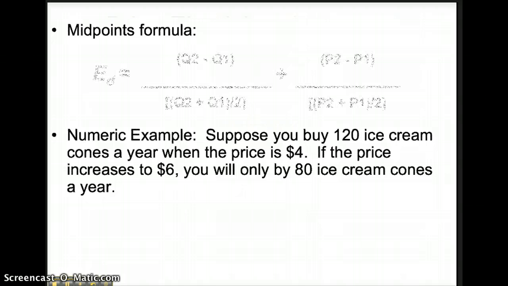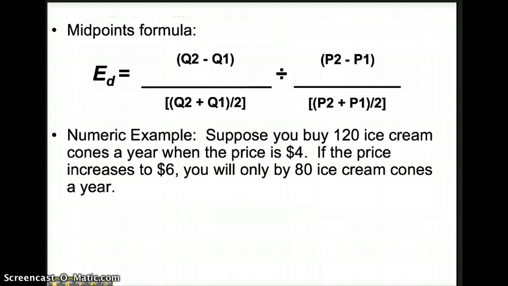The midpoints formula is Q2 minus Q1 divided by Q2 plus Q1 divided by 2, all of that divided by P2 minus P1 divided by P2 plus P1 divided by 2. Order of operations is crucial with this formula. If you type everything straight into your calculator, you will come up with the wrong answer.